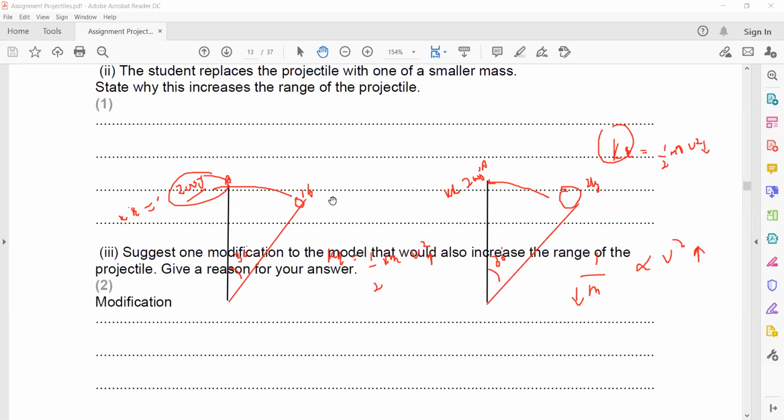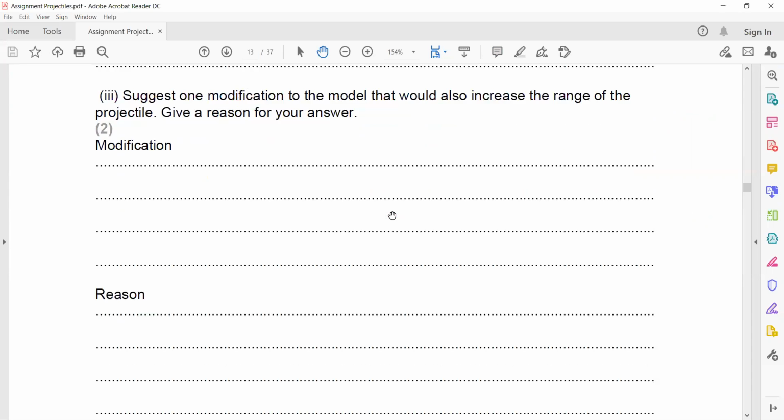The next part suggests a modification that would increase the range of a projectile. For example, this is a crossbar. I'm drawing a vertical line, but it's a crossbar, and what we did was use a rubber band. We stretch this from the vertical position and attach a rubber band. So a rubber band is stretched. When we release, this rubber band will transfer the elastic strain energy to potential and kinetic energy.